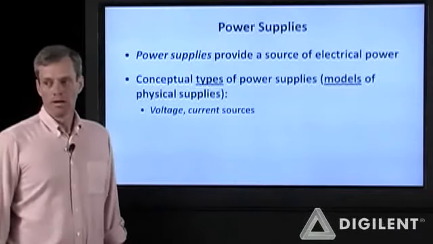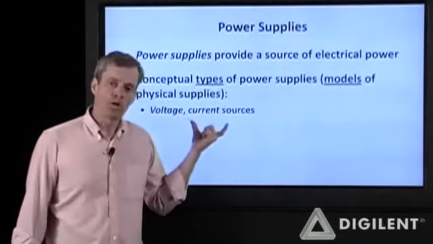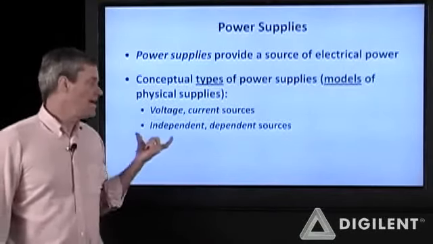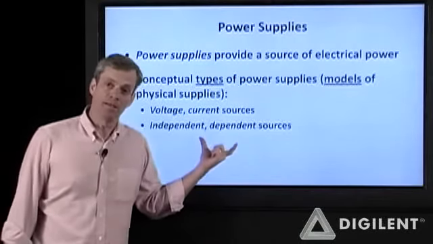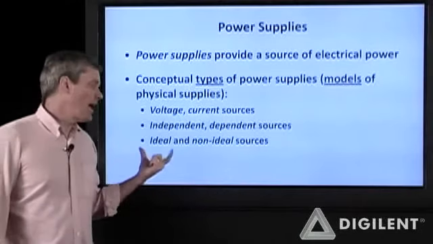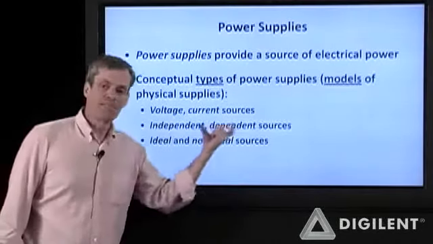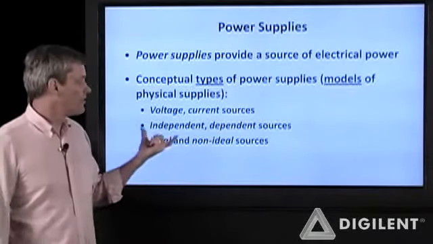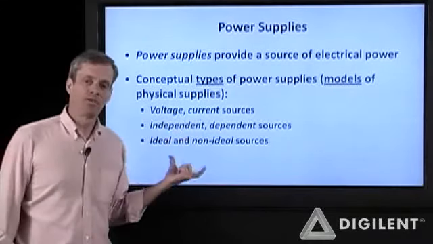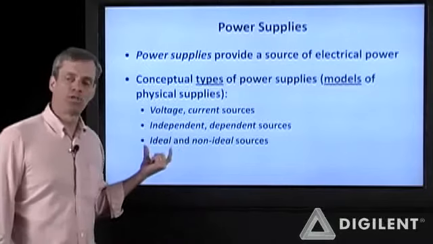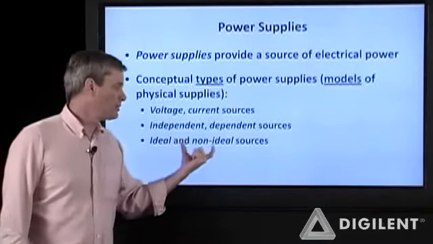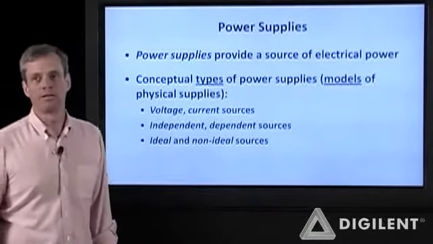There are a number of different types of power supplies conceptually. Okay? We can have either voltage or current sources. We can have independent and dependent sources. We can also have ideal versus non-ideal sources. And we'll tend to mix and match these different categories. For the beginning, we'll just briefly introduce some of the basic things. We'll stick with just ideal sources. We'll talk about non-ideal sources a little bit later on.